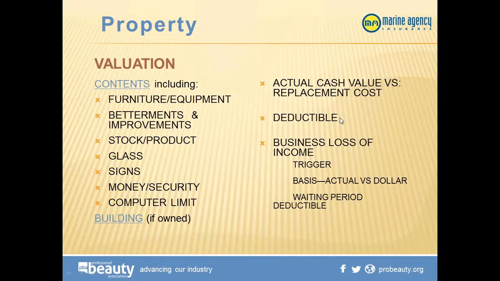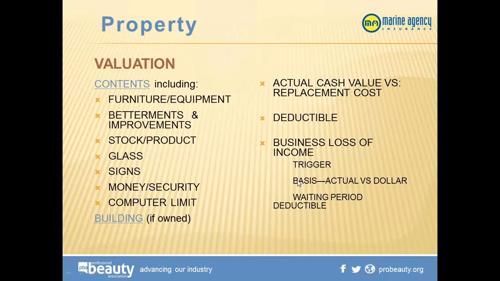insurance company starts paying? And then business loss of income, which is huge and often overlooked, but something that we need to think about in the event that you have some kind of a claim for a fire or lightning, something like that, and you can't use your facility. What do you do then? Well, business loss of income will help you with that. The trigger to have the coverage start would be a covered loss.